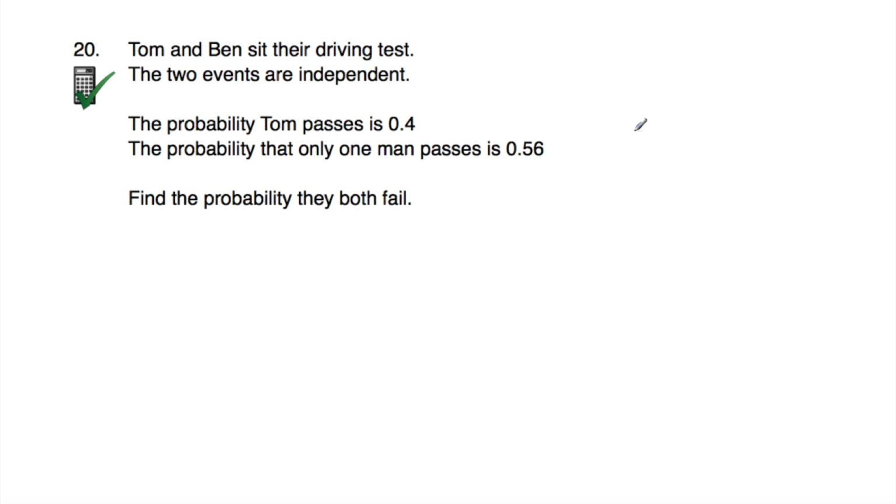Okay, so let's have a look and see what information we're told. We're told the probability that Tom passes is 0.4. So the probability of Tom failing would be equal to 0.6, because the probability that he passes or fails must add together to be 1. So if we do 1 take away 0.4, that's 0.6. And then we want to find the probability that they both fail.